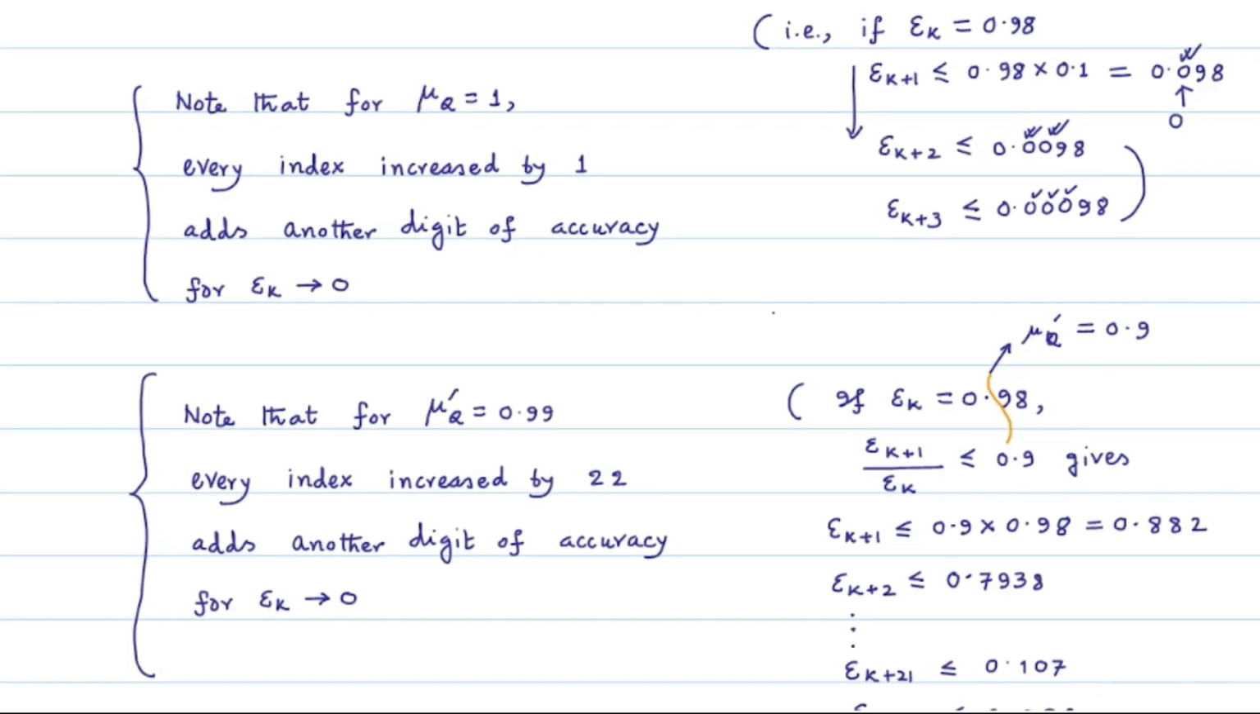So if we associate the sequence epsilon k as an iterative sequence in an iteration process, that means in the first iteration of the iteration process we get epsilon 1, then in the second iteration we get the second element of the sequence, in the third iteration we get the third element of the sequence and so on. Then in this iteration process we see that for mu q equal to 0.1, every iteration adds another digit of accuracy with the limit value 0.000. However, when mu q dash is equal to 0.9, then every 22 iterations adds another digit of accuracy.